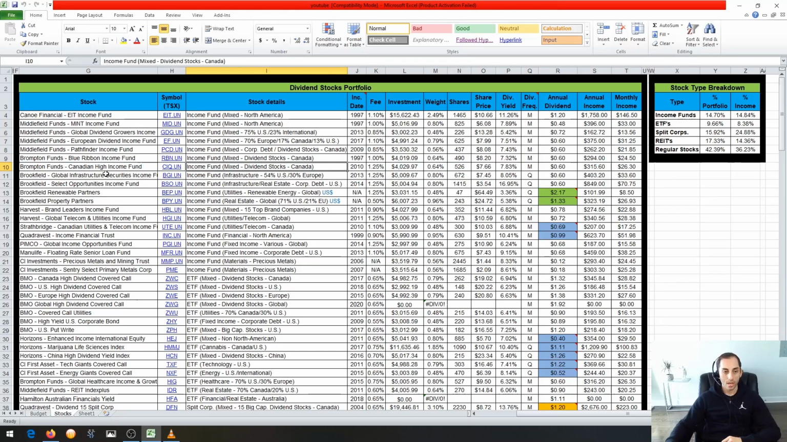in Canada. The next ones are from a company called Brookfield, a really, really big company. The only downside to this one is that their dividends are quarterly instead of monthly. Not much of a big deal.